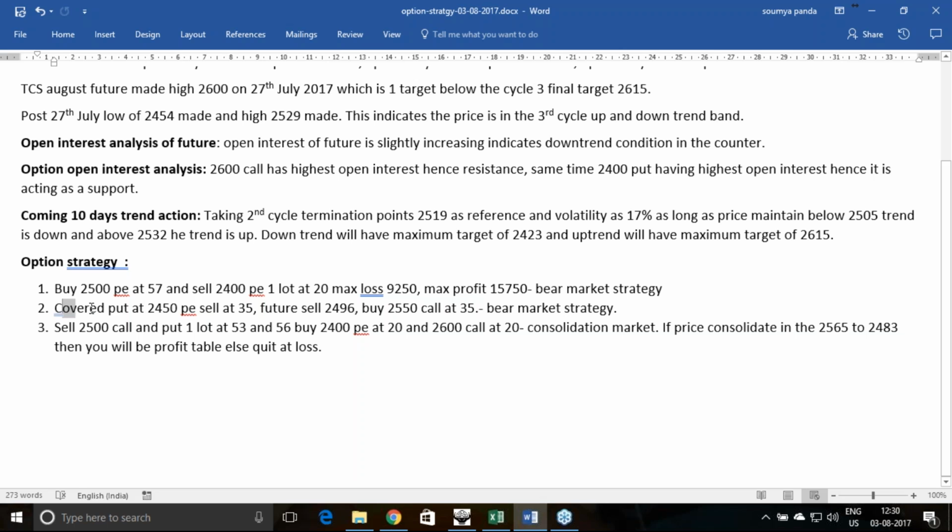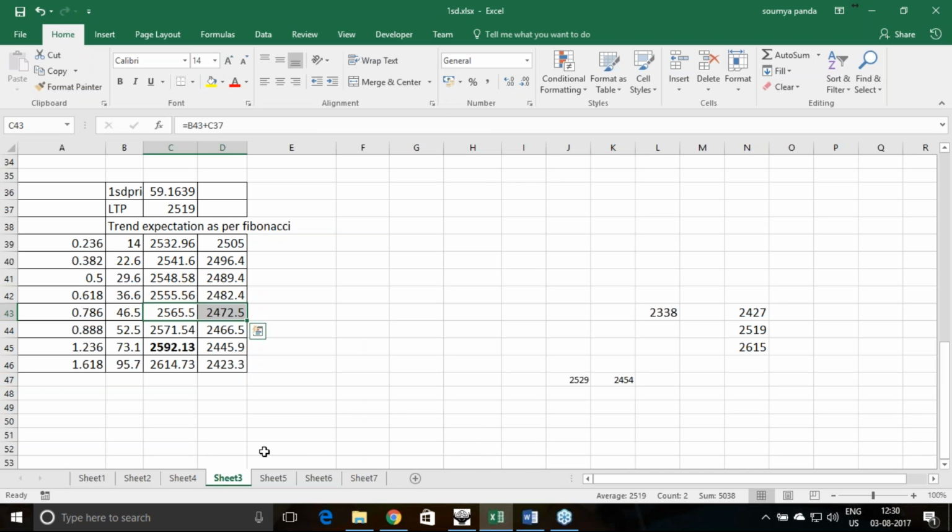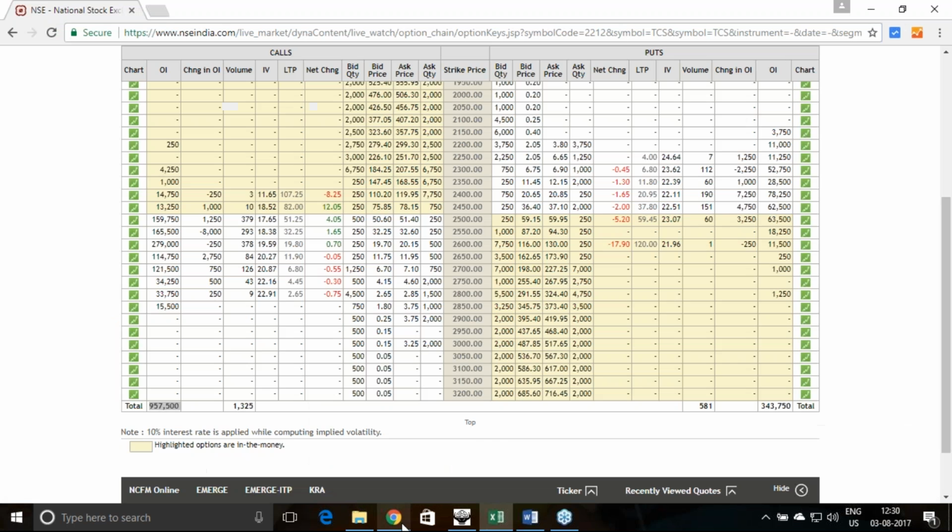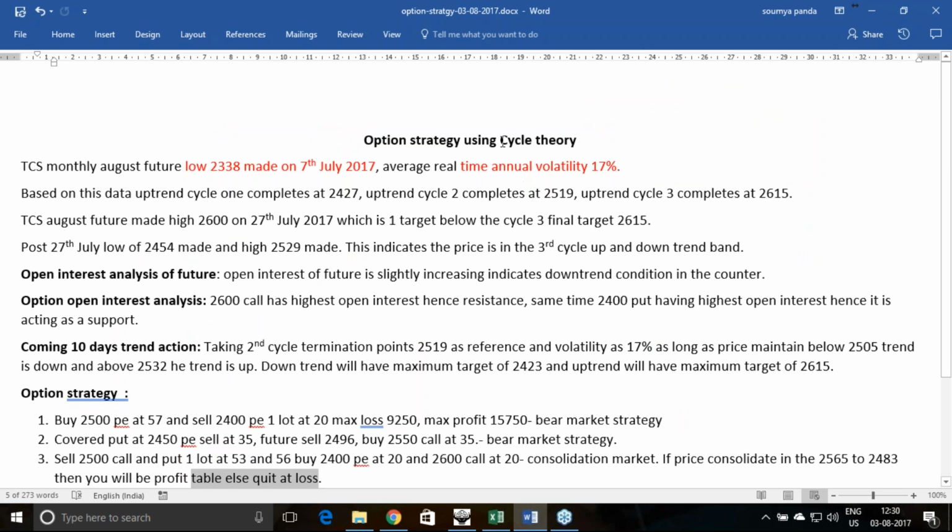So you have a covered put strategy towards the bear market expectation. You can form a simple bear spread with the bear market expectation. You can also form a strategy for a consolidation market expectation. If the consolidation view changes, then you can alter your strategy. So this is how you should form a strategy based on the cycles theory.